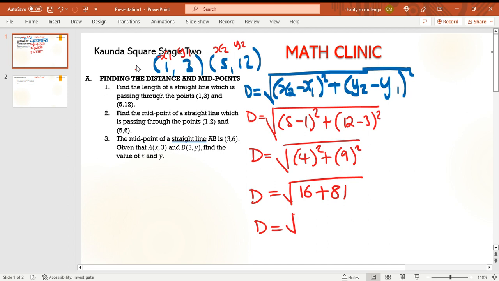When you add these two, our sum is 97. Now, 97 is an imperfect square, so coordinate geometry rules in paper 1 state that you can just leave your answer as it is. But if it has a perfect square, you square root it to its final root. So this is how we find our distance, or length rather.